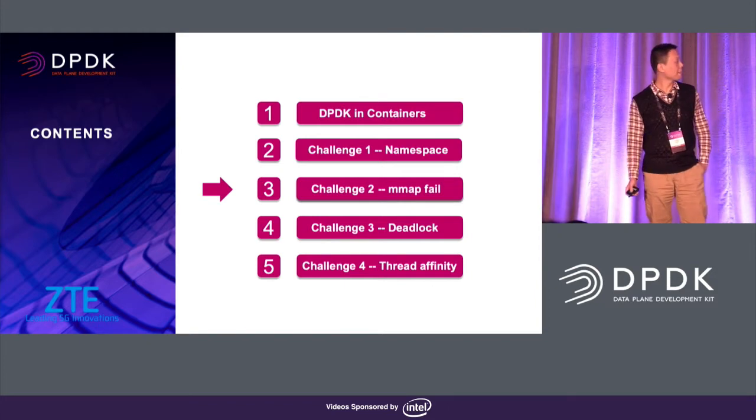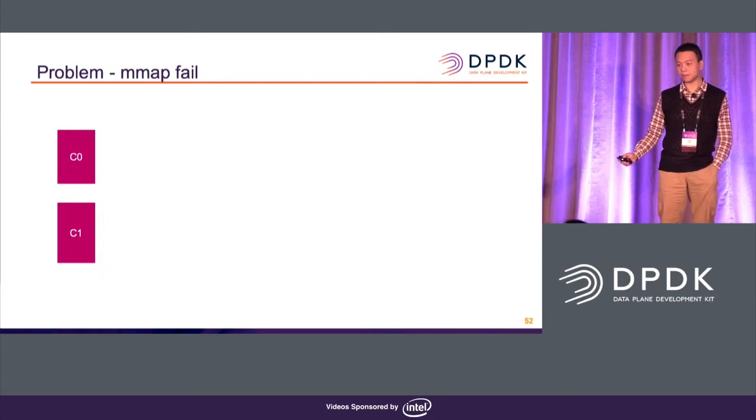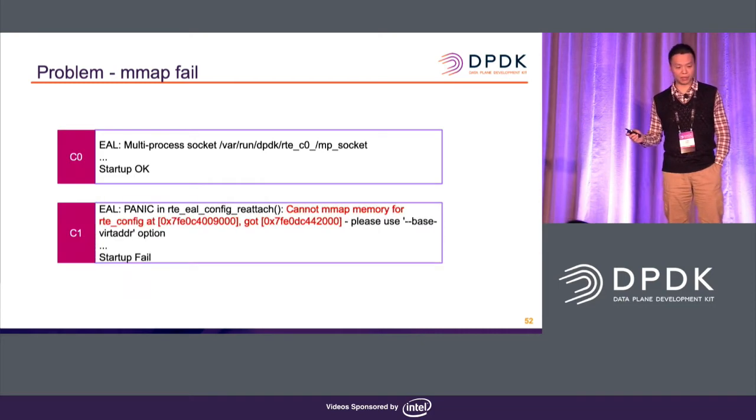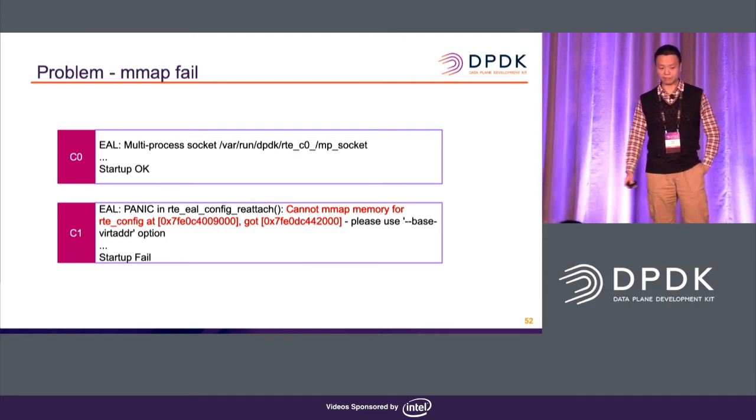And let's see challenge 2, mmap fail. Sometimes when we run the primary and secondary processes of DPDK in containers, we met mmap fail. Sometimes it's not. C0 starts up OK, and in C1, we met a panic: cannot mmap memory for rte_config at this address.